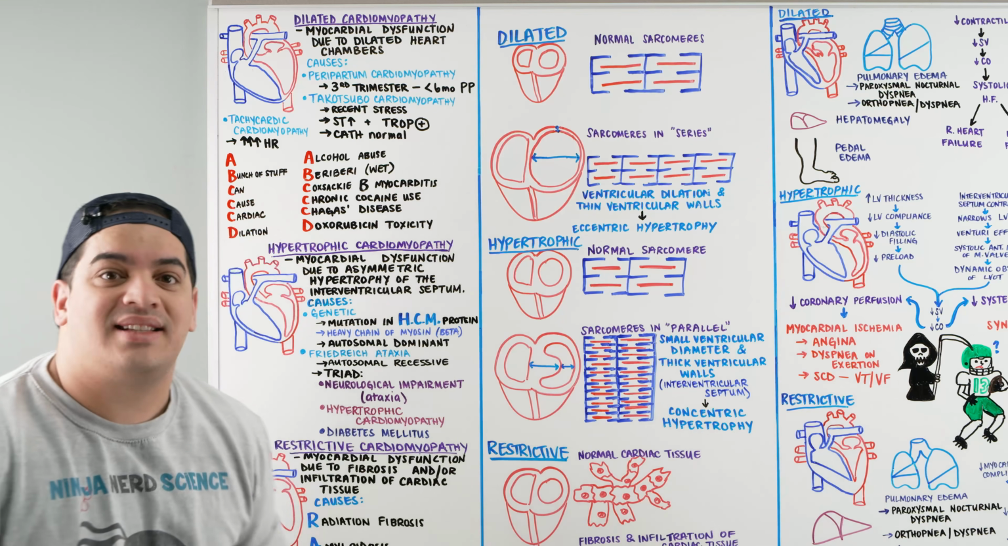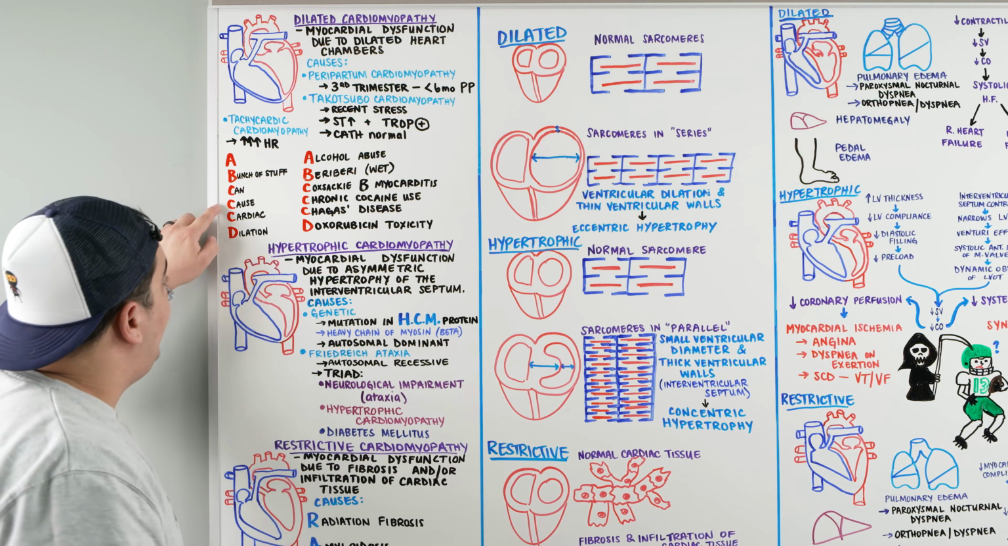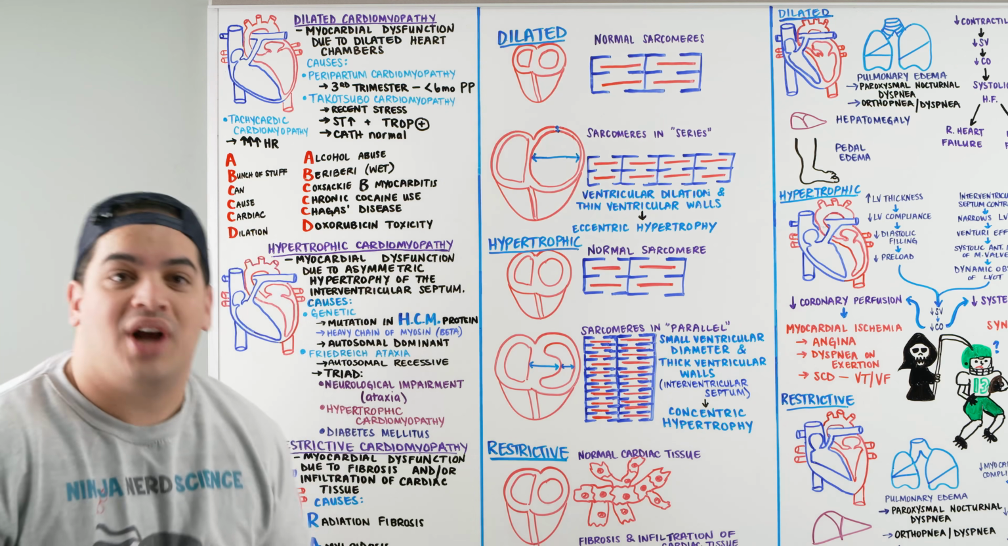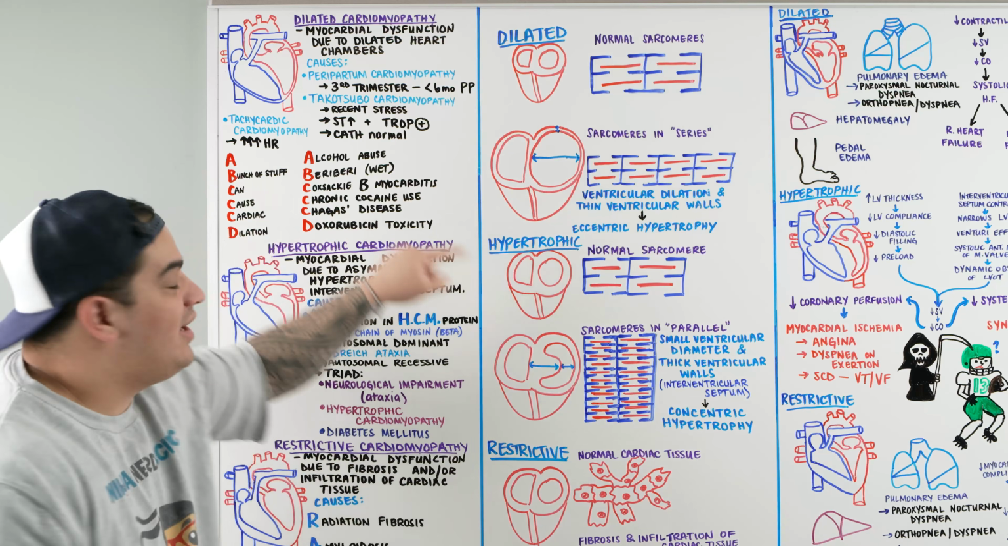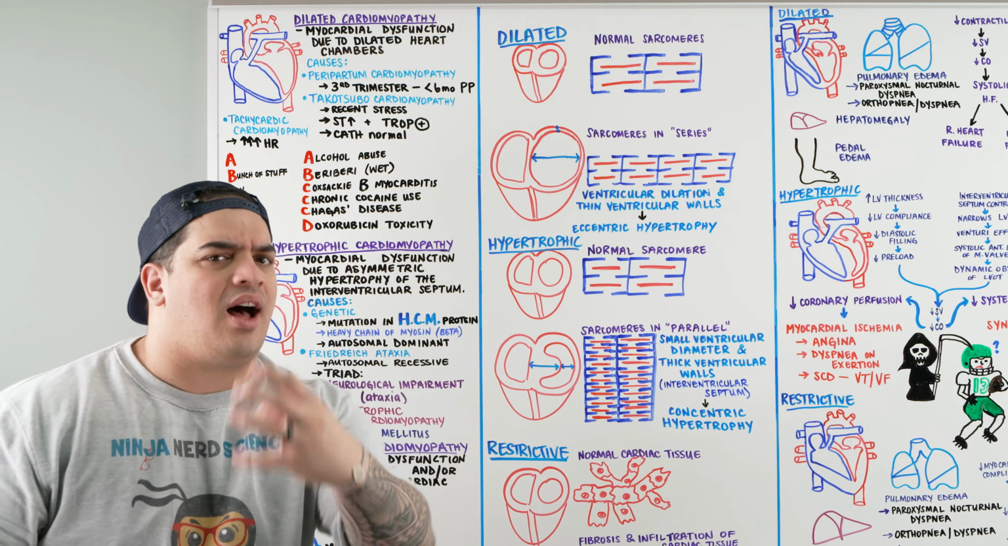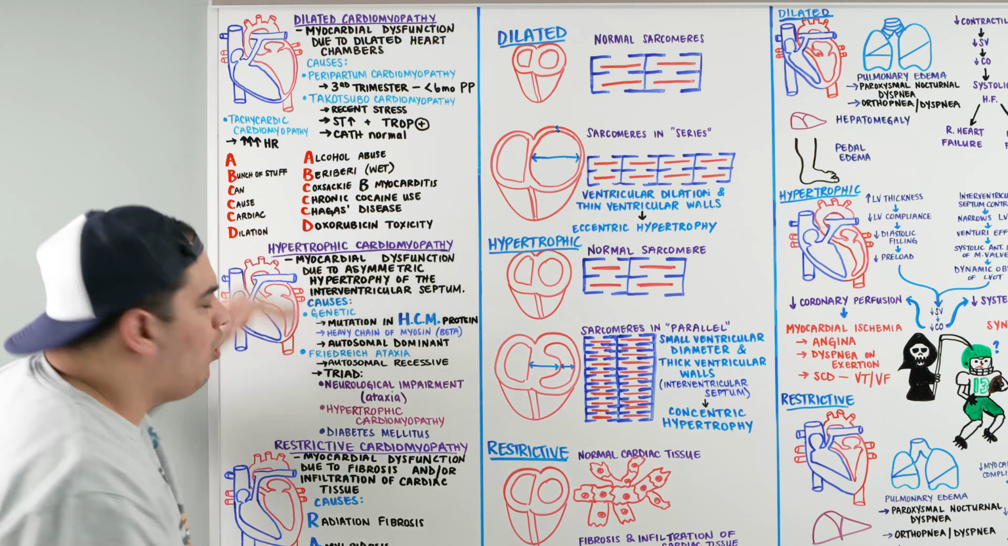C for Coxsackie B virus. The other C for chronic cocaine use. The cardiac for Chagas disease, and dilation for doxorubicin toxicity, which is a chemotherapeutic agent. There's another one called daunorubicin. But these are the most important ones.